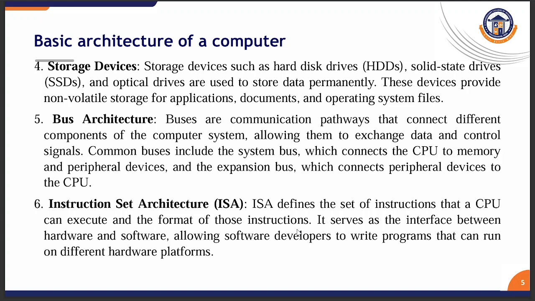Bus architecture. Buses are communication pathways that connect different components of the computer system, allowing them to exchange data and control signals. Common buses include the system bus, which connects the CPU to memory and peripheral devices, and the expansion bus, which connects peripheral devices to the CPU. Instruction set architecture. Instruction set architecture defines the set of instructions that a CPU can execute and the format of those instructions. It serves as the interface between hardware and software, allowing software developers to write programs that can run on different hardware platforms.